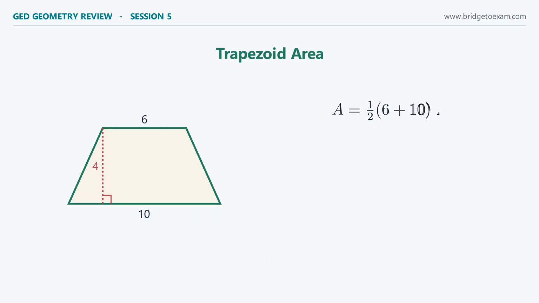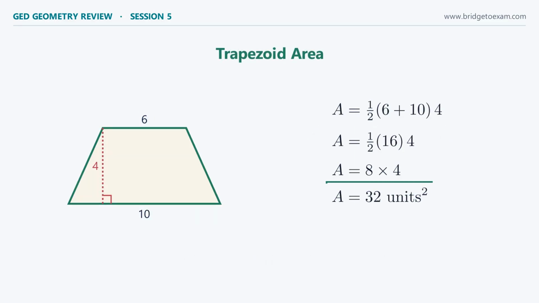Let's try it. This trapezoid has bases of 6 and 10, and a height of 4. First add the bases. 6 plus 10 is 16. Half of 16 is 8. Then multiply by the height. 8 times 4 is 32 square units.